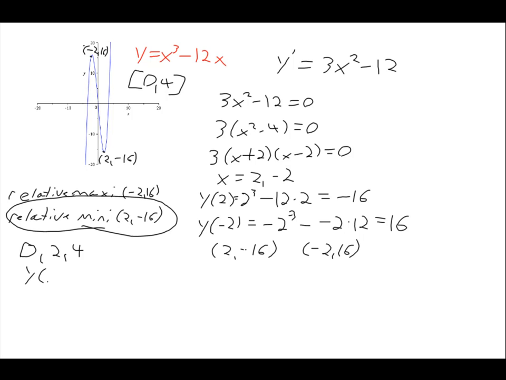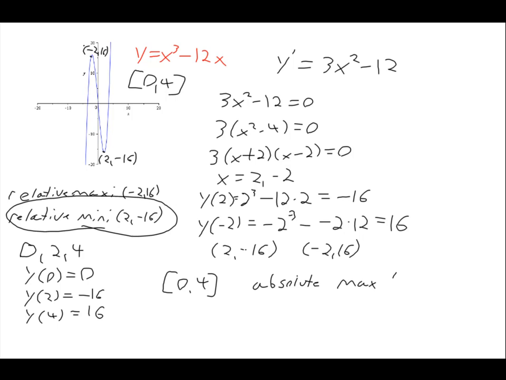So we can say that y of 0 will equal 0, y of 2 will equal negative 16, and y of 4 will be equal to positive 16. So on the interval from 0 to 4, we have our absolute max at the coordinate 4, 16, because that has the highest y value, and the corresponding min on that interval will be at 2, negative 16.